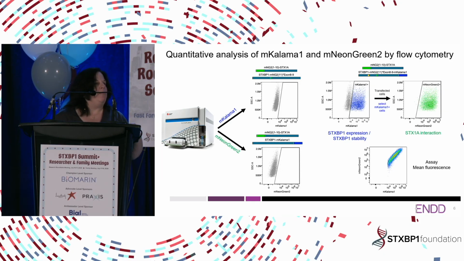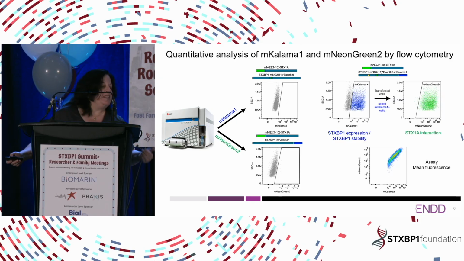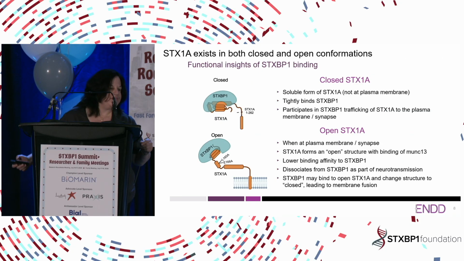And as you might imagine in this lower panel, as you have an increase of mCalamari-1 expression, you would then have an increase of neon green expression. And so we assay by flow cytometry on a cell-by-cell basis and come up with a complete profile.